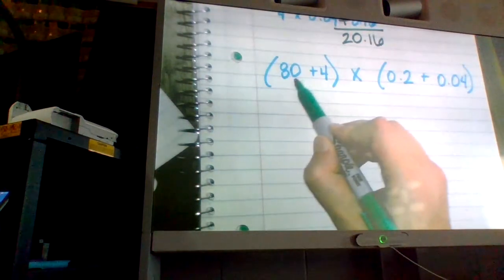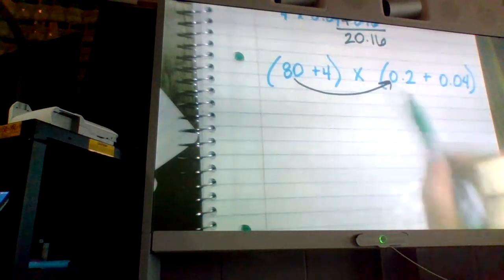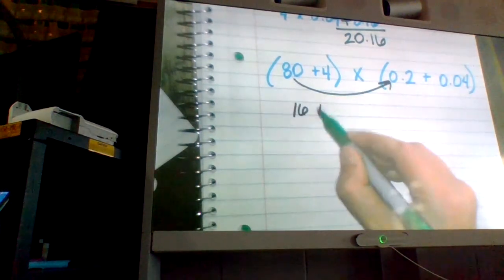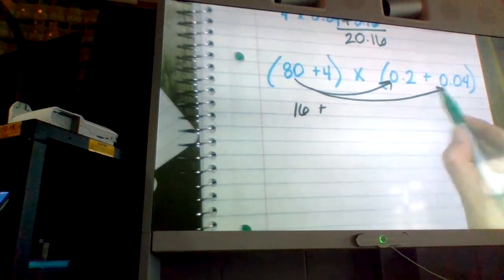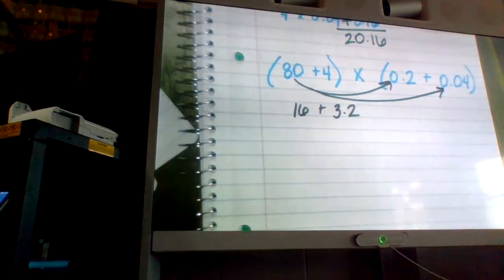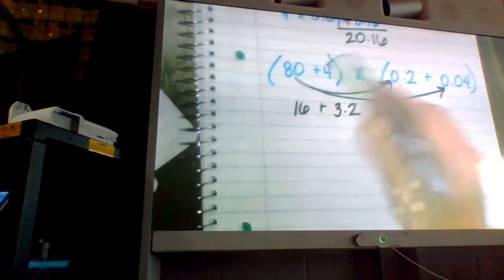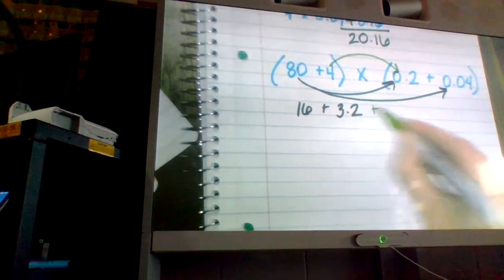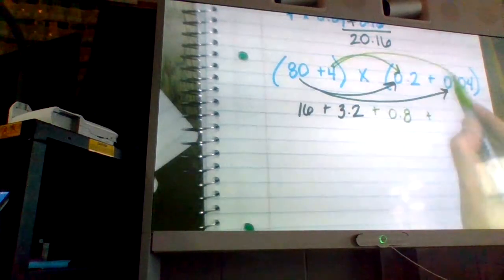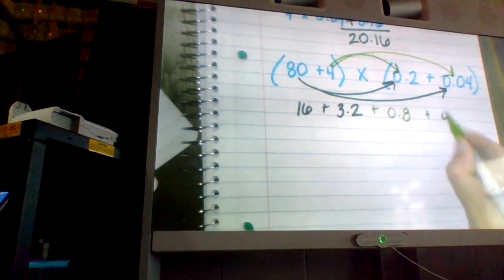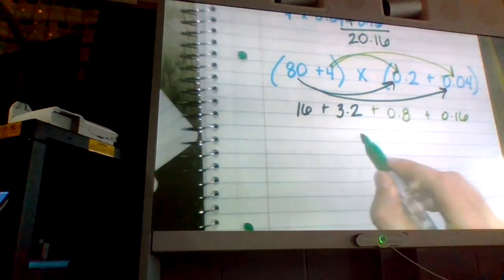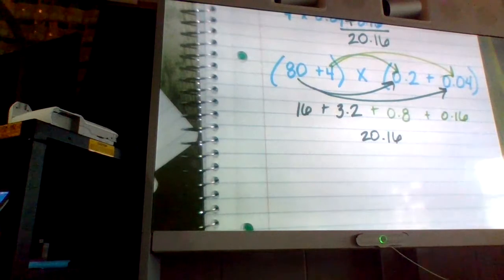Okay, so I'll multiply my first factors, 80 and 2/10, which is 16. Then 80 and 4/100, which is 3 and 2/10. Then I'm going to multiply 4 times 2/10, which is 8/10. And then 4 times 4/100, which is 16/100. So again, you'll add these up to find the total of 20 and 16/100.